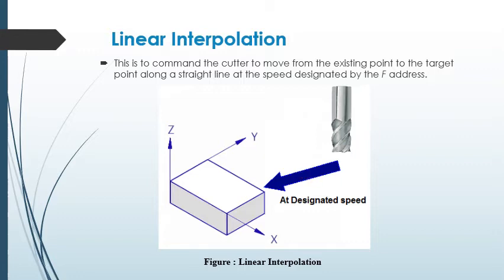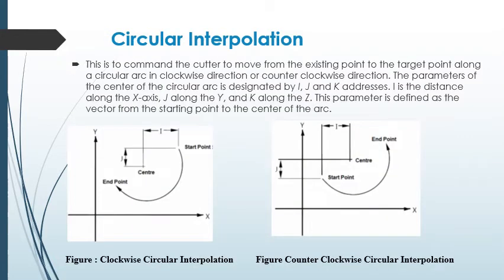So it moves in a straight line particularly. Second is circular interpolation. This is the command used for the cutter to move from the existing point to the target point along a circular arc. In this way it moves, either in a clockwise or anti-clockwise or counterclockwise direction.